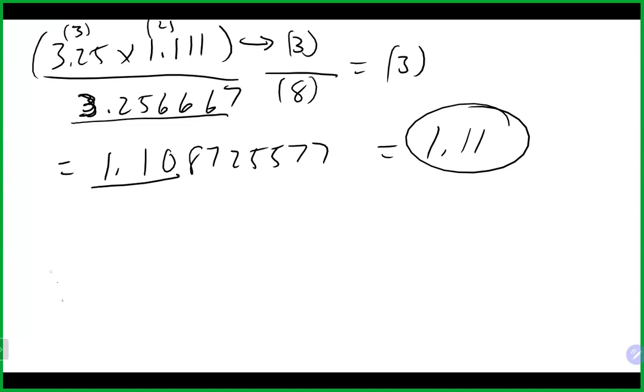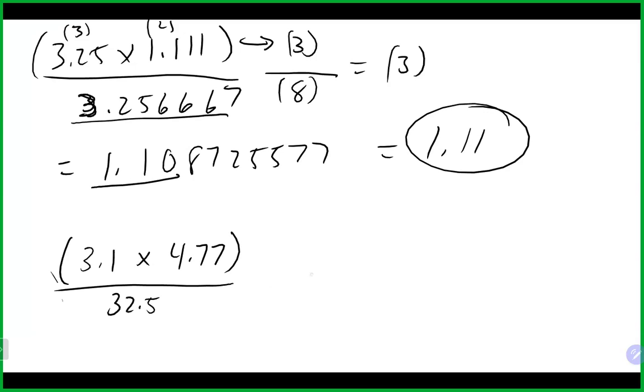Now, for example, if we had, let's go with 3.1 times 4.77 divided by 32.5. And then let's add it to 0.1135. Go for it. What should you get? I'll do it as well since I just made it up.